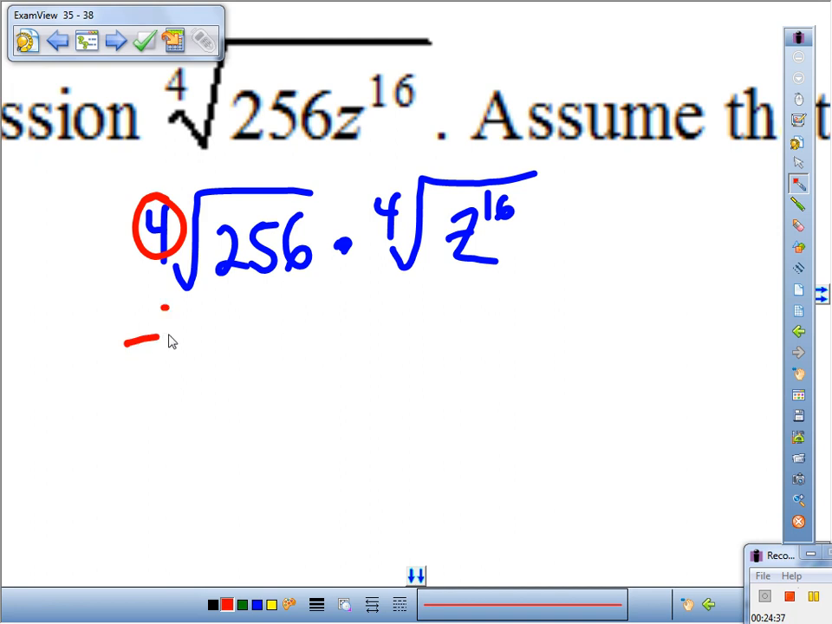This is the 4th root. That means what number times itself 4 times gives me 256? Let's see. Is it 1? 1 times 1 times 1 times 1? No. 2 times 2, 4 times 4, 16? No. 3 times 3, 9 times 9, that's 81. No. 4 times 4, 16 times 16, 256. That is correct. So this is 4.